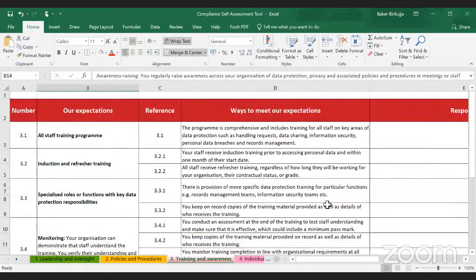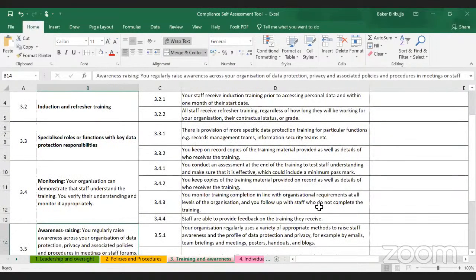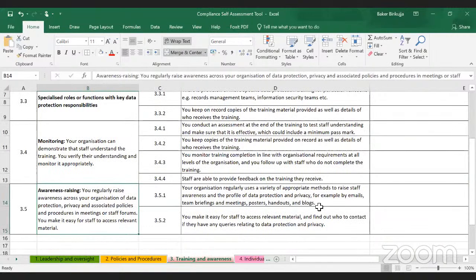So the other is training. Of course, in case you have new staff, they should be told about data protection. Then refresher training is done, possibly through staff meetings. Then for the specialized roles, those that handle personal data on a daily basis. And then you should have an aspect of monitoring.